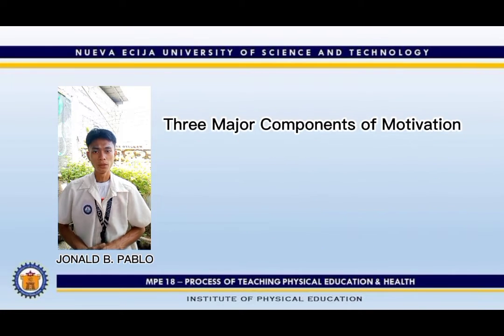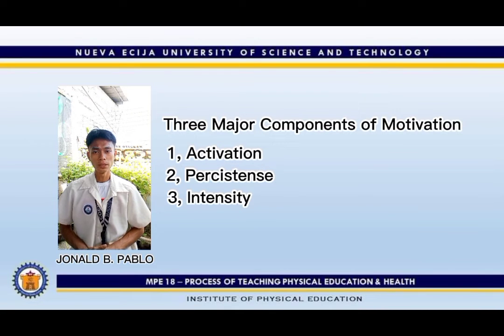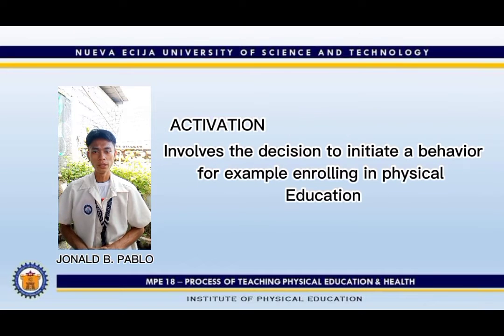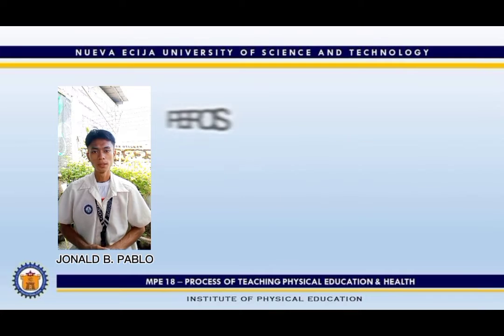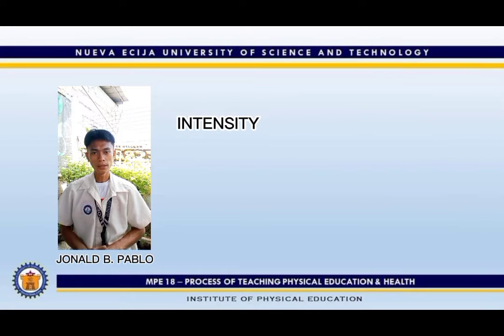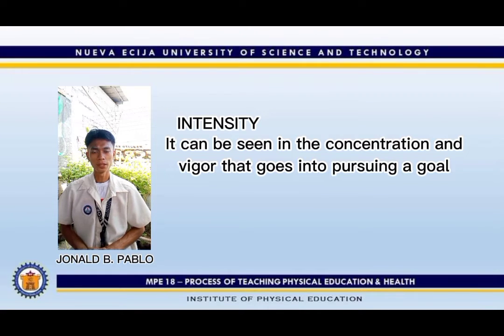And there are 3 major components of motivation. Number 1 is activation, number 2 is persistence, number 3 is intensity. Activation involves the decision to initiate a behavior, for example, enrolling in physical education. Persistence is the continued effort toward a goal, even though obstacles may exist. An example: we were studying in the middle of the pandemic in order to reach our goals and dreams in life. Intensity can be seen in the concentration and vigor that goes into pursuing a goal.